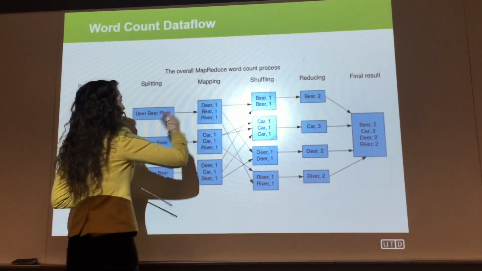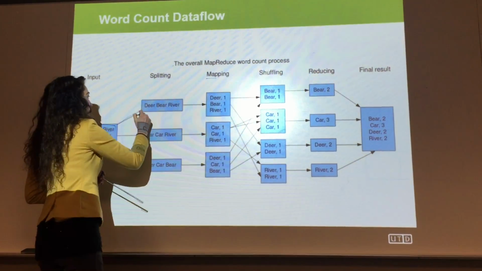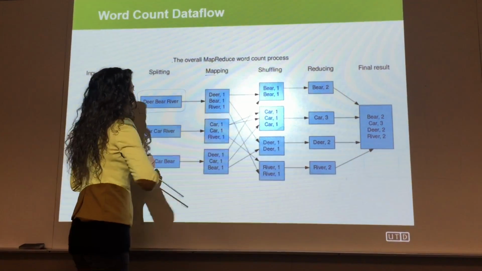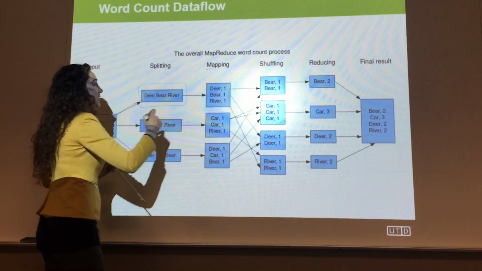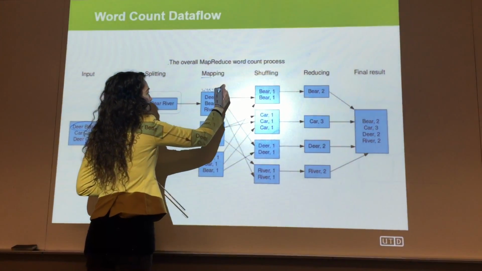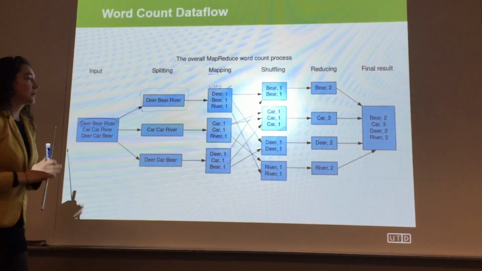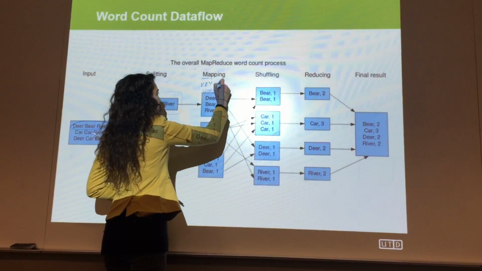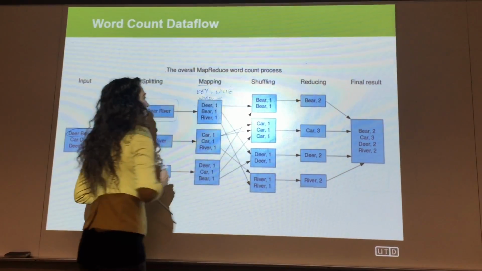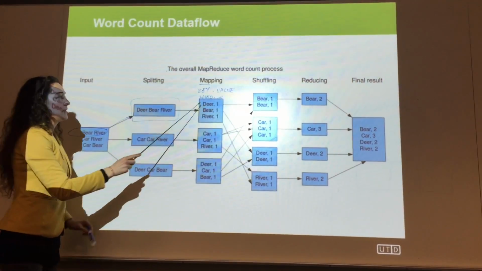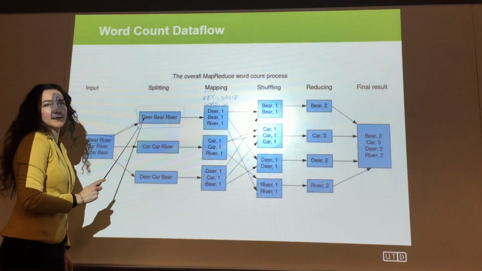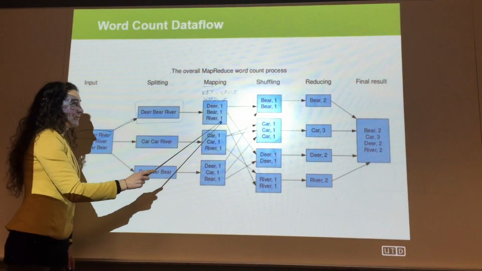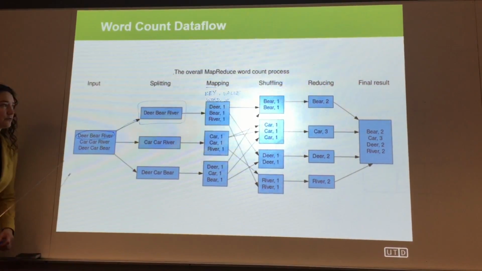And now a map function is going to work on this part of the table. So what is it going to do? Take a key value pair. Key in this case is the word, and value is the number of times it occurred. So this is going to say deer 1 time in this text. Deer occurs 1 time. River occurs 1 time. Write this down. All the other mappers are going to do the same thing.